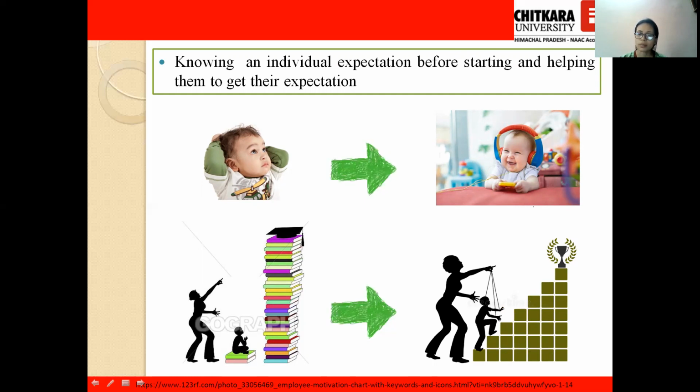So this theory simply states that we have to know the expectancy of an individual before starting, and we must motivate them. We must know the time value, the hard work, the effort, and the instrumentality, the expectation of the particular individual that will lead to the valence of the individual. Clear with this?